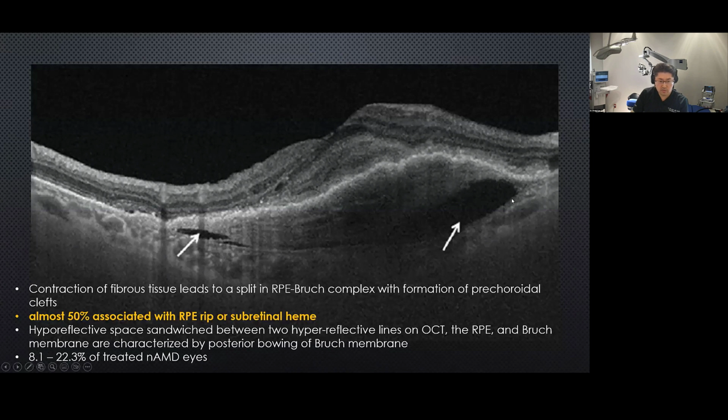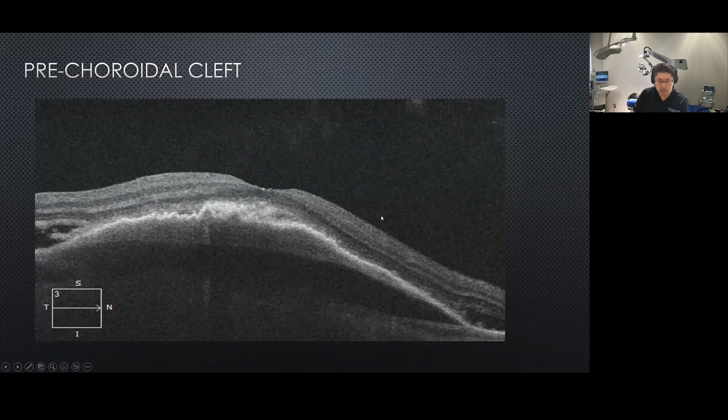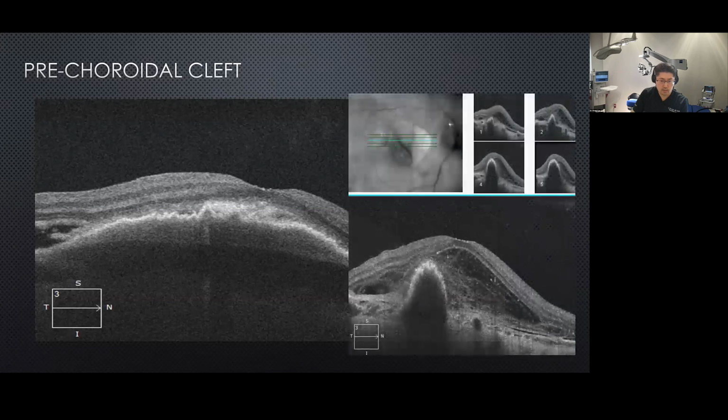So there's a 50% chance of associated RPE rip and subretinal hemorrhage, something you should warn the patient about before treatment. As in this case, a patient I saw who presented with choroidal neovascularization with this large pre-choroidal cleft, signaling that there is significant tension with fibrosis. The patient received anti-VEGF treatment, and of course, there's an RPE rip. These signs will give you the prognosis and some of the features that you have to warn the patient about beforehand. So these things do happen.